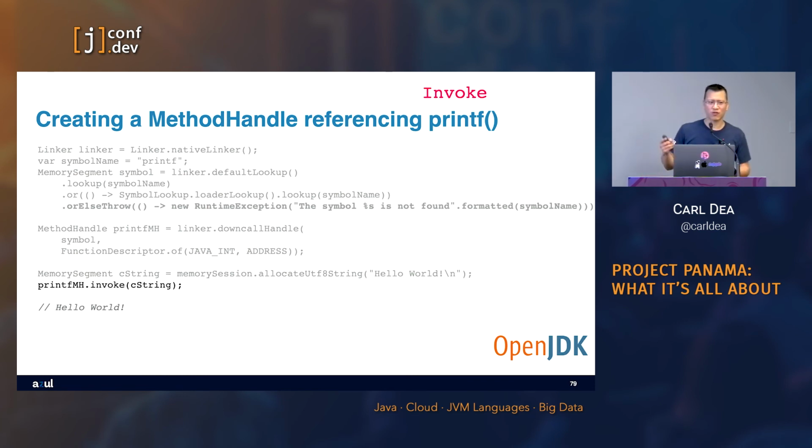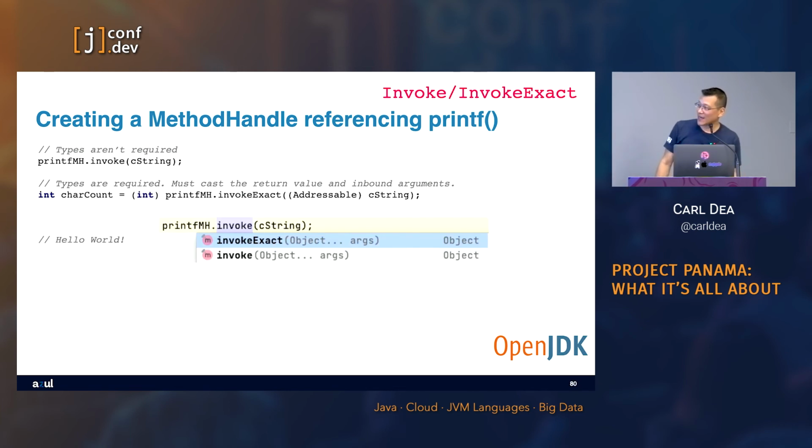So once you've described it using the function descriptor, you have the method handle, you can start invoking it. There's a function called invoke, and you pass in that string we created. And now it's actually calling it natively. There's another one called invokeExact, which is much more precise. It requires you to cast things. Like if it's returning an int, you better cast it to an int, or it'll throw an exception.